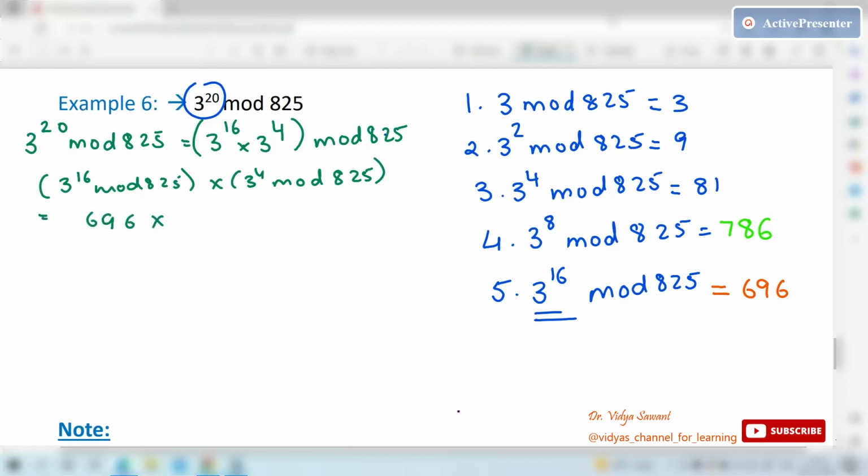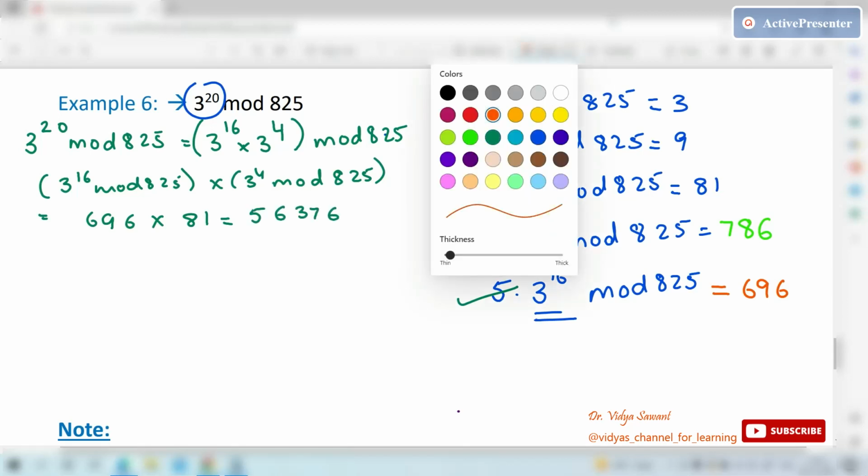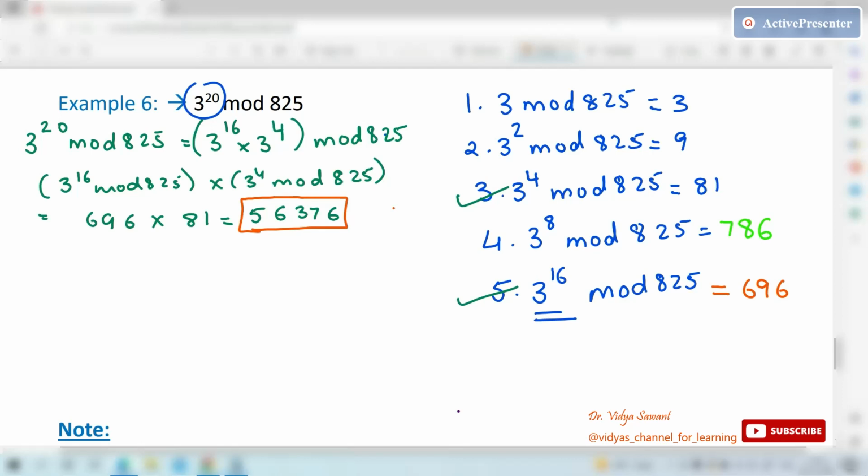We know the answer to each of them. The answer of the first is 696, since 3 raised to 16 mod 825 is 696, which you have already computed, and 3 raised to 4 is 81, which you have already computed. You get the answer as 56376. Now, the moment you get the answer, as I have been mentioning again and again, you should ask the question, is this number between 0 to 824? The answer is no.